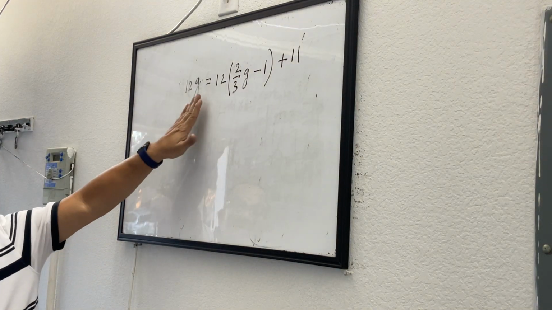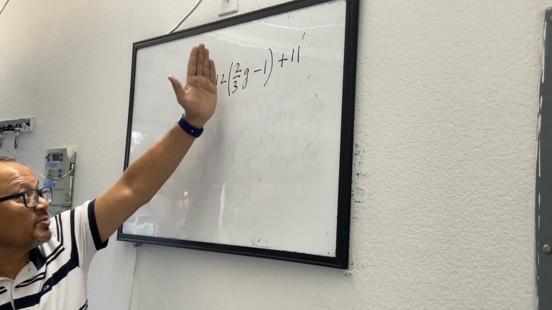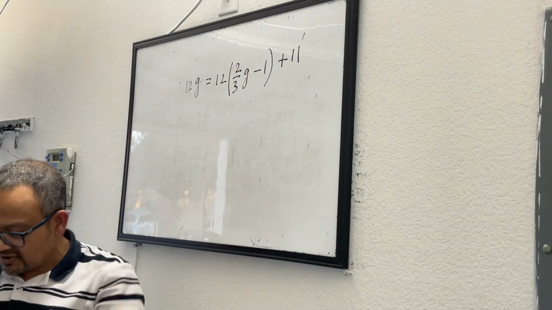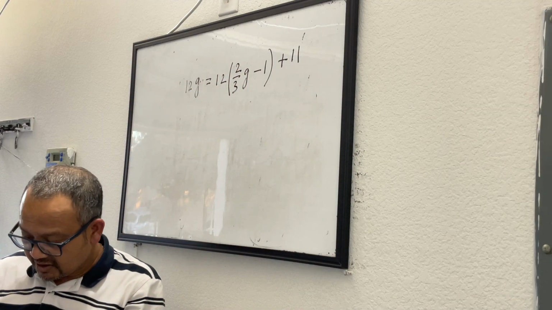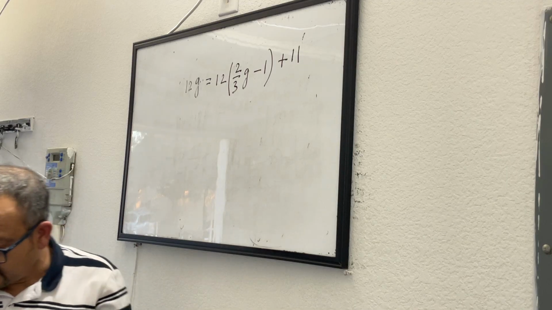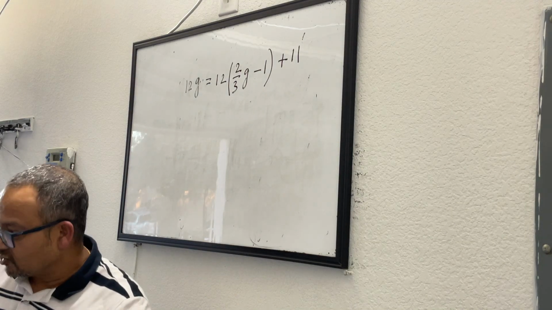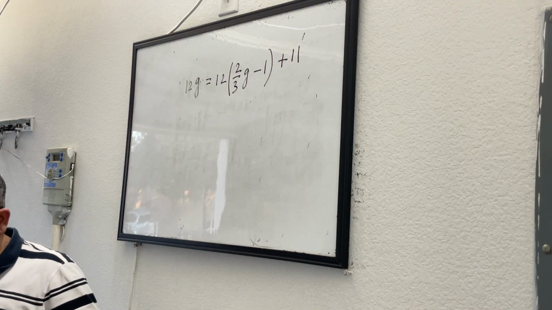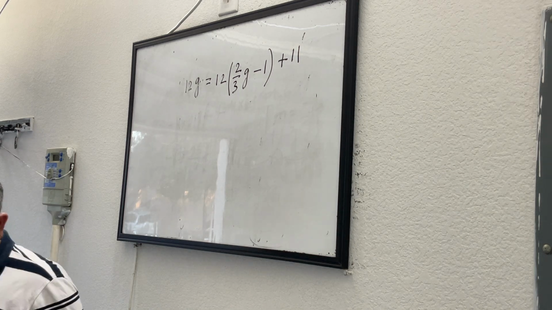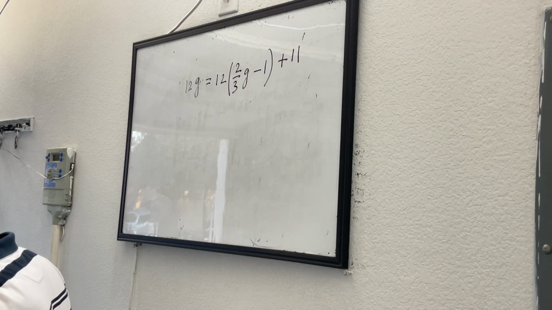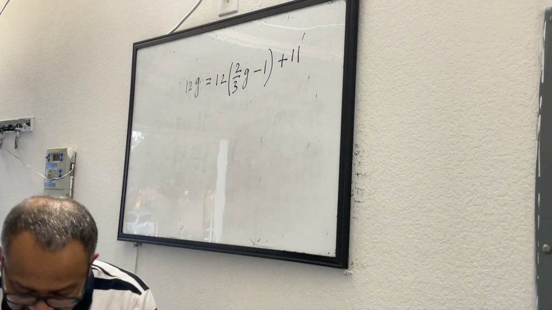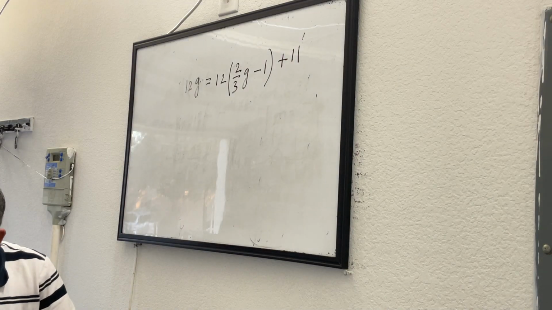12g equals 12 times, in parentheses, 2 by 3g minus 1, plus 11. Solve it for g and tell me if that is good enough for us to move on to the next thing. So you guys have 3 minutes for solving this because I'm reserving 2 minutes for my own speech that I prepared for you guys.